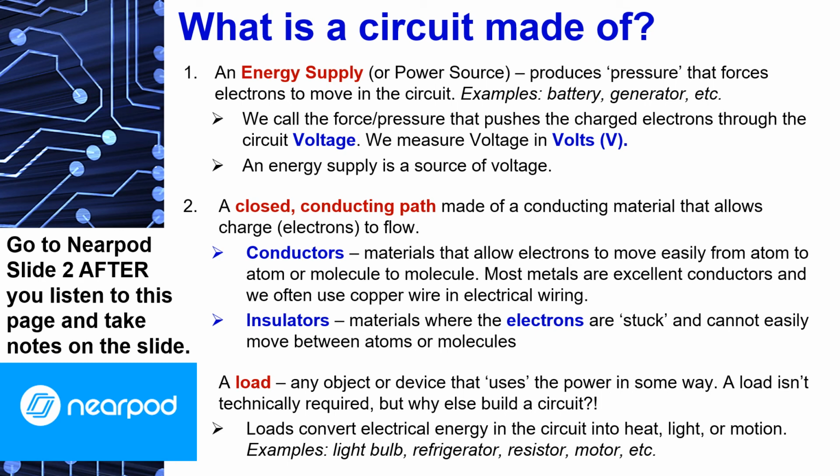Circuits have what we call loads. A load is any object or device that uses the power, the charge that's flowing through the circuit, in some way. This is going to be something like a light bulb, a refrigerator, a resistor, a motor. Loads are objects that take the electrical energy in the circuit and convert it into things like heat and light and motion. So to have a circuit that works, you're going to need an energy supply, a closed conducting path, and a load.